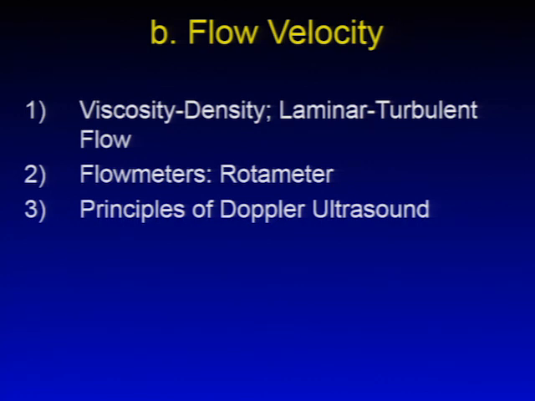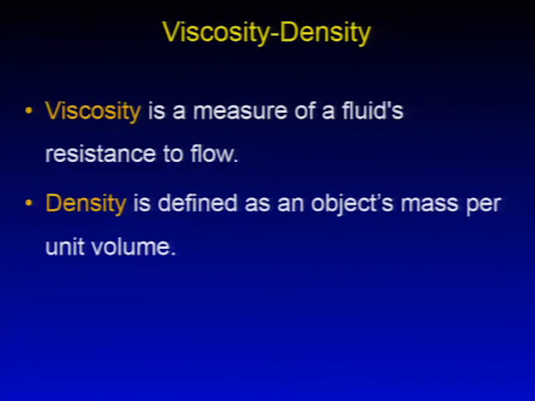So let's talk about the flow velocity. I'm going to talk about viscosity and density, using laminar and turbulent flows. And then I'm going to talk about a flow meter, which is called a rotameter. And also I'm going to talk about the principle of Doppler ultrasound. So viscosity and density, what are they? Viscosity is a measure of a fluid's resistance to flow, and density is defined as an object's mass per unit volume. Why is this important?